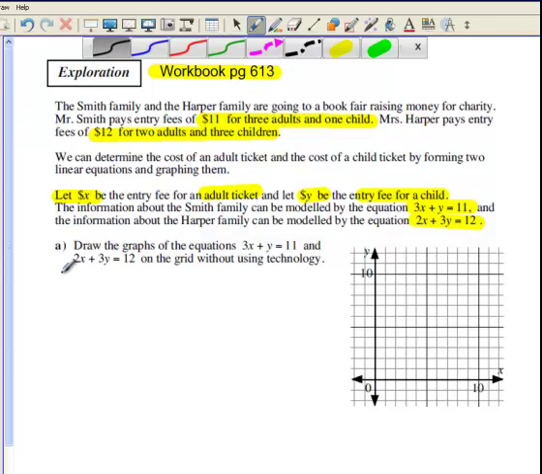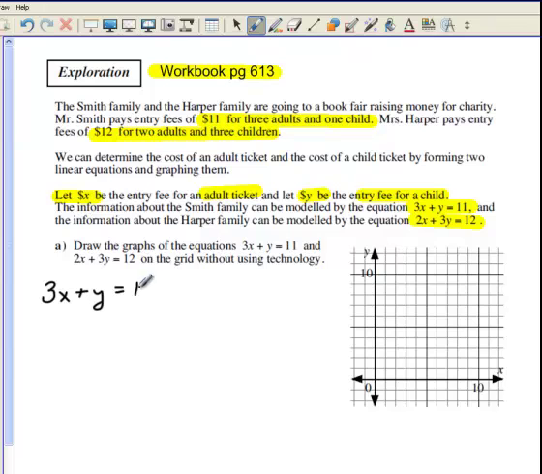For part A, it says draw the graphs of the equation 3x plus y equals 11 and 2x plus 3y equals 12 without using technology. So take each equation that you're given and write it in the form y equals mx plus b, or y equals then your x term, by moving it over to the other side of the equation, and then your y-intercept. So this will give me my slope, or my rise over run, so I can draw by hand.